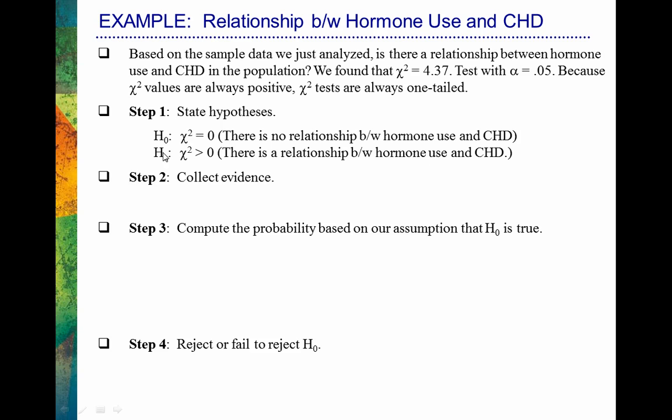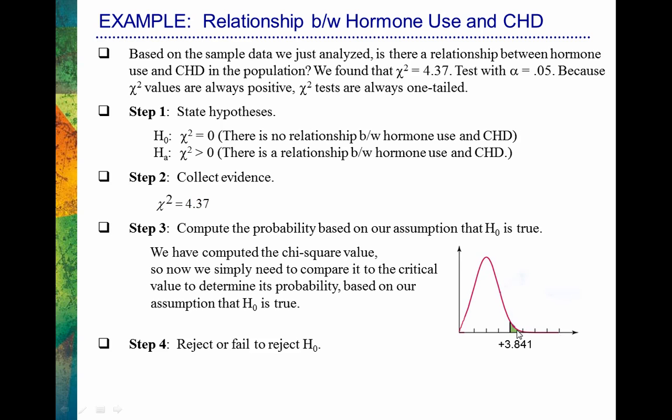So we have these two competing hypotheses, and we want to figure out if we have enough evidence to reject the null. We collect the evidence. Well, we've already done that. We computed a chi-square value of 4.37, so we'll list that right here. Now we want to compute the probability of finding that data just by chance based on our null hypothesis being true. Well, I'm asking us to compute this using an alpha of 0.05, so we'll use that as our critical value. Our critical value is set at 3.84. We can see that 4.37 clearly exceeds that critical value. It's in our critical region, otherwise known as a rejection zone. So we were able to reject the null hypothesis.